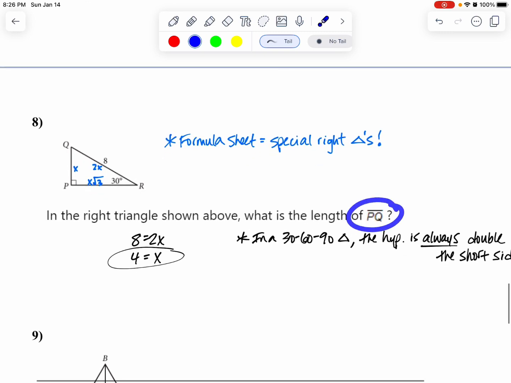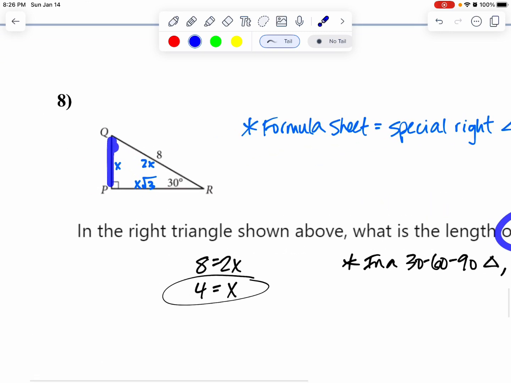What is the length of PQ? Okay, well, PQ is this. And look, I was given this side, which is 8. And I know that 8 is supposed to equal 2x, so I wrote that here. This is probably how you did these questions when you were in geometry class: you labeled all three of the sides with x, 2x, and x root 3, and then whatever number you're given in the question, which in this case was 8, just set it equal to whatever you labeled that side as. So 8 equals 2x, which means x equals 4. So now that means that this side right here is 4.